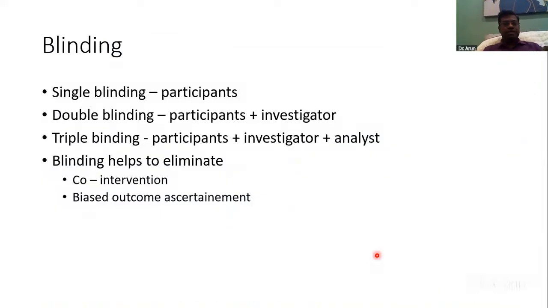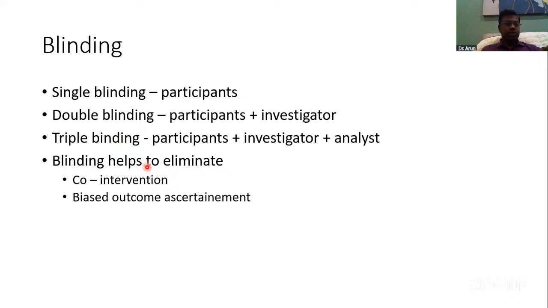Another important step in a randomized controlled trial is blinding. Blinding means which arm the patient is assessed in, the intervention group or the non-intervention group. If the participant doesn't know which arm they are allocated to, that is called single blinding. If the participant and investigator both don't know, that is called double blinding. If the participant, investigator, and analyst don't know the allocation, that is called triple blinding.